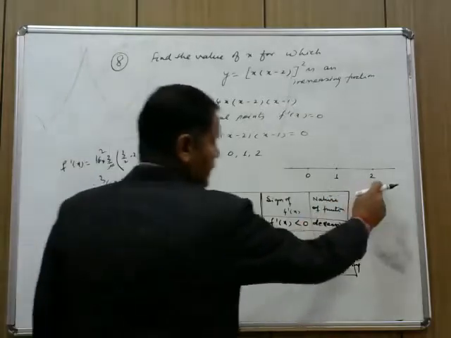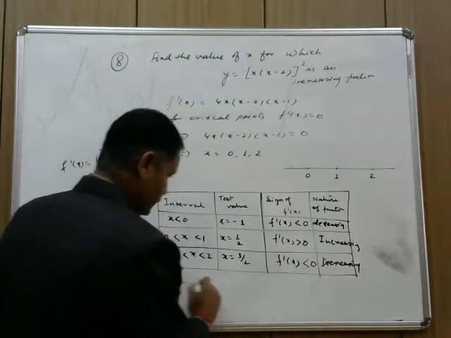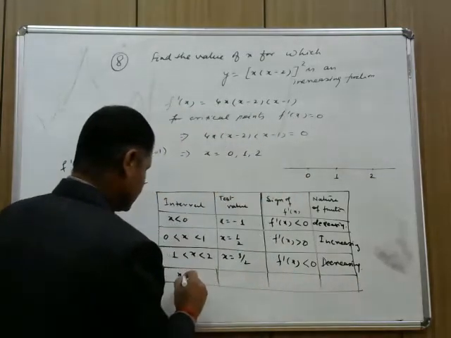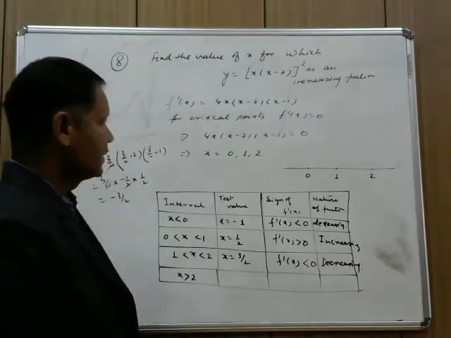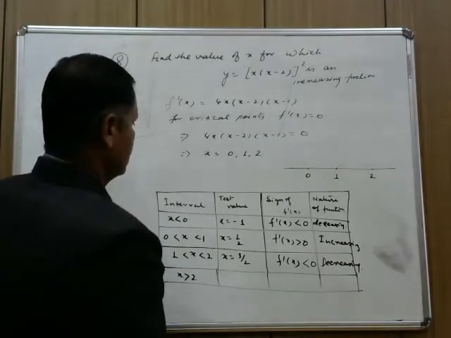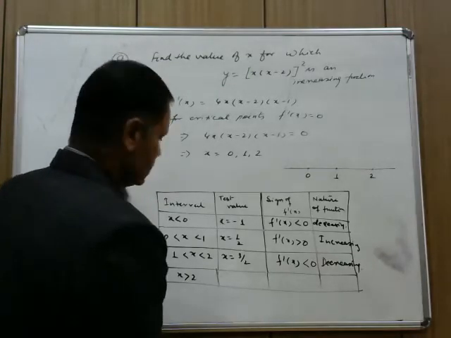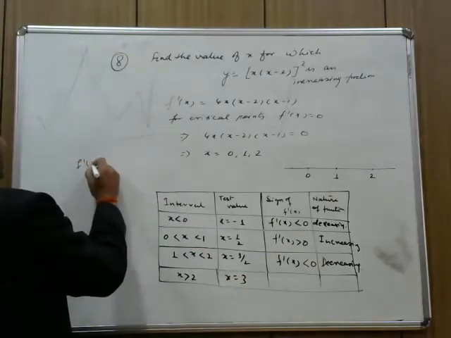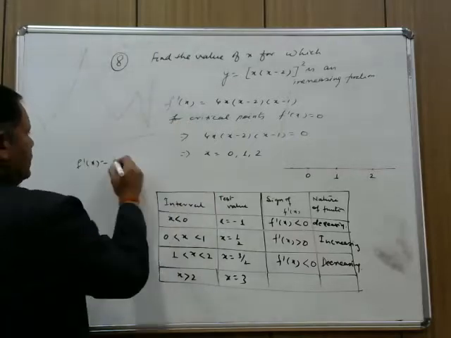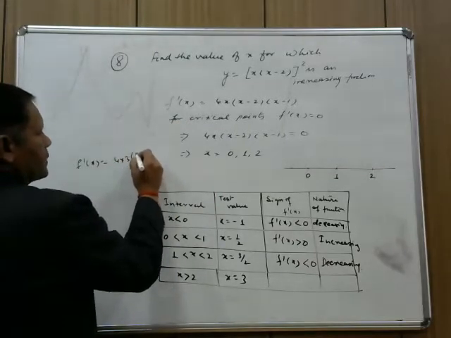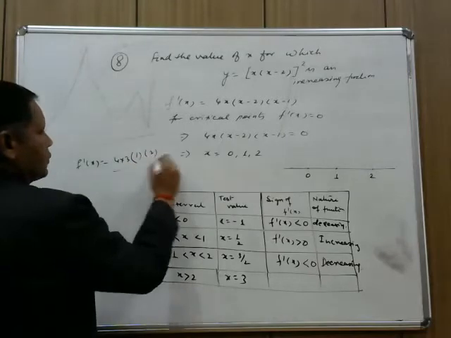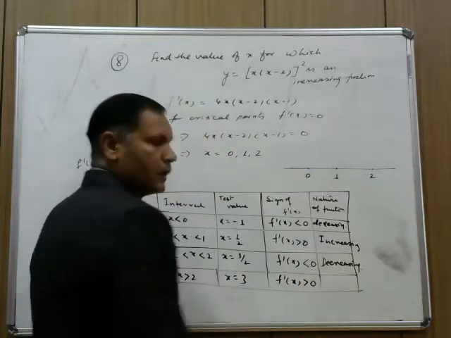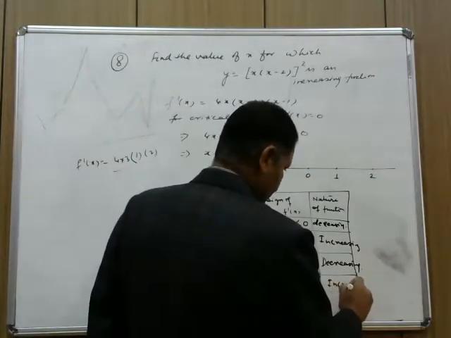Now the fourth one is when x is greater than 2. When x is greater than 2, you take any testing value. Suppose I am taking 3, when x is equal to 3, then f dash of x is equal to 4 into 3 into 3 minus 2, 1 and 3 minus 1, 2. It becomes positive. That means f dash of x is greater than 0, so it is increasing.